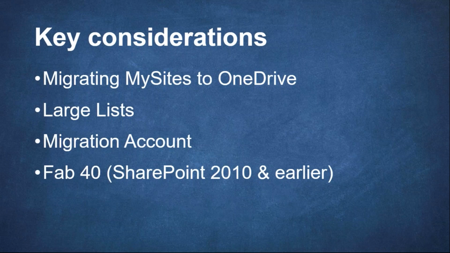Large lists: we frequently run into on-prem deployments where the lists have grown larger than 5,000 items. The option is to either break them up into separate lists or make sure that you have one of the columns indexed prior to migrating it over. You also have to make sure that there aren't any views on that list that are over 5,000 items. Because if there are any views, whether it's the default view or not, our experience is that you will encounter issues.